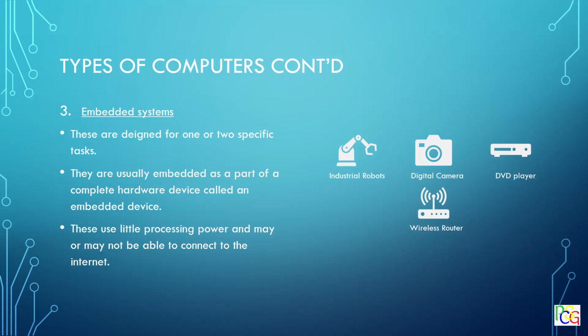So if we go through them, industrial robots, it depends on the business, but for the most part, they wouldn't be able to connect to the internet. Most digital cameras can't connect to the internet. DVD players cannot connect to the internet, but routers can. That's their whole job. So unlike desktop systems or mainframes, they can't do a range of tasks. They can only do one or two specific tasks.